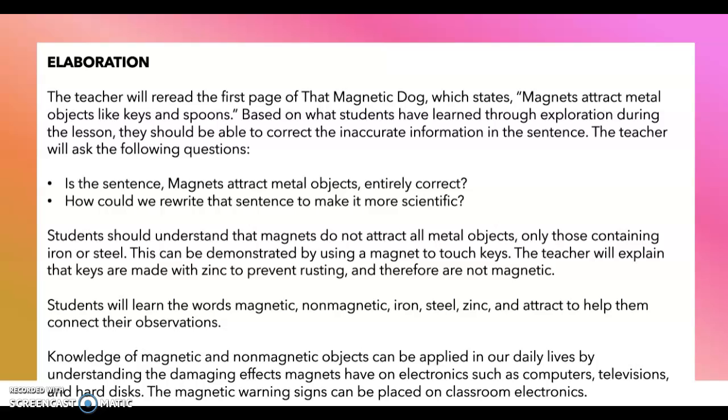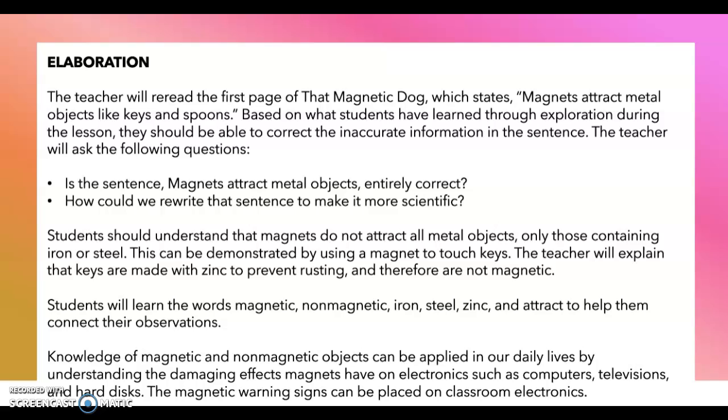For elaboration, the teacher will reread the first page of That Magnetic Dog, which states, magnets attract metal objects like keys and spoons. Based on what students have learned through exploration, they should be able to correct the inaccurate information in the sentence. So the teacher will ask the following questions. Is the sentence, magnets attract metal objects, entirely correct? How could we rewrite that sentence to make it more scientific and correct? Students should understand that magnets do not attract all metal objects, only those containing iron or steel.